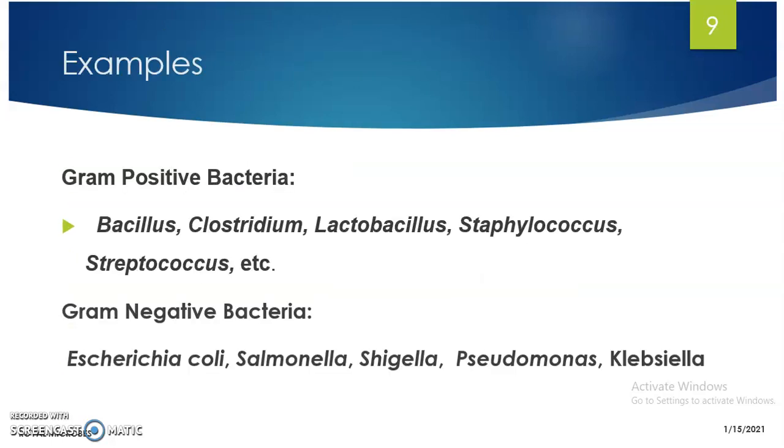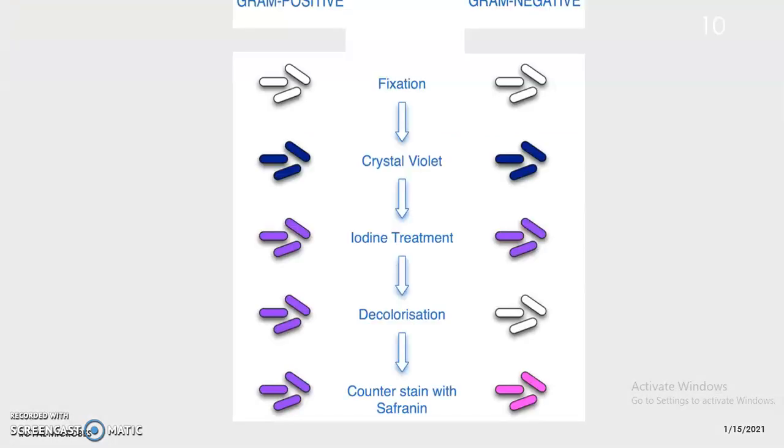Examples of gram-positive bacteria are Bacillus, Clostridium, Lactobacillus, Staphylococcus, Streptococcus, etc. Gram-negative bacteria examples are E. coli, Salmonella, Shigella, Pseudomonas, Klebsiella, Neisseria, etc. Here we can see the procedure.